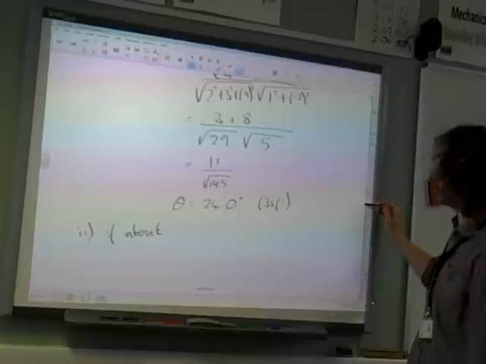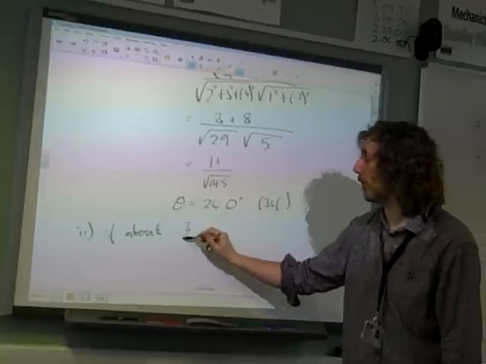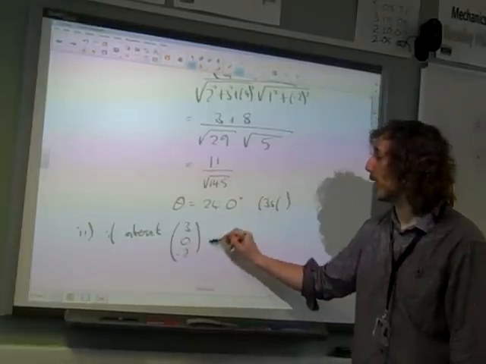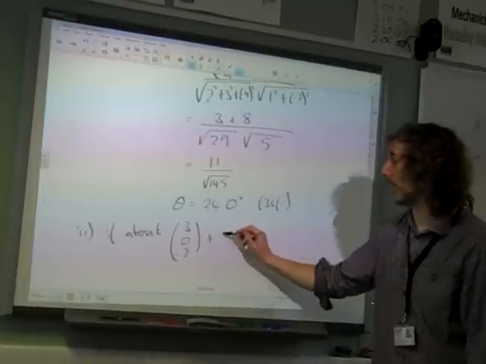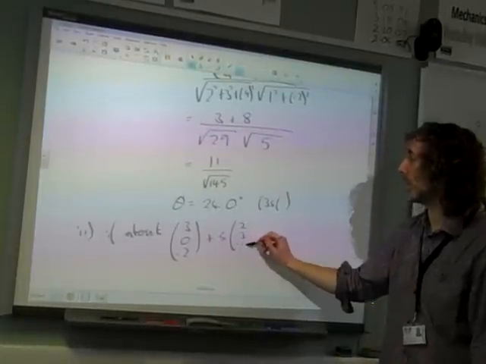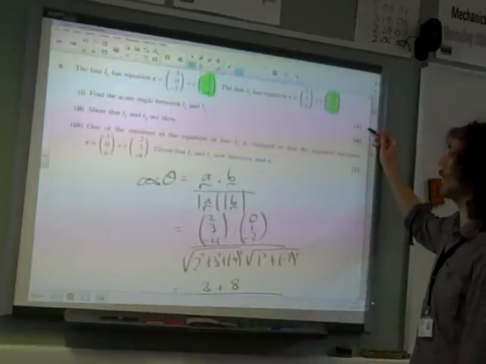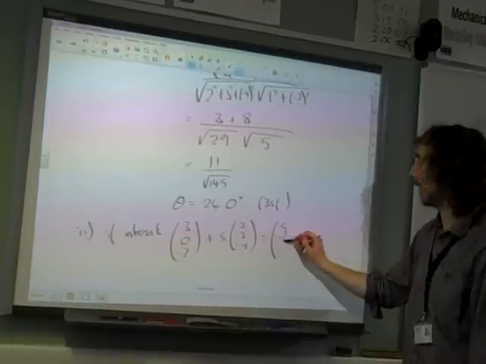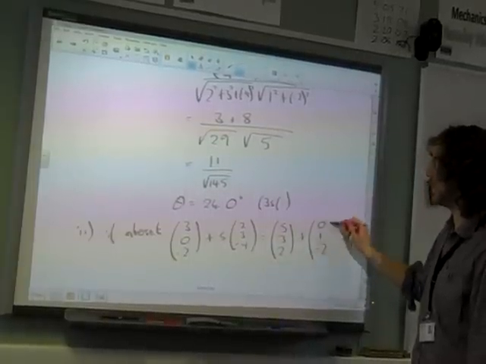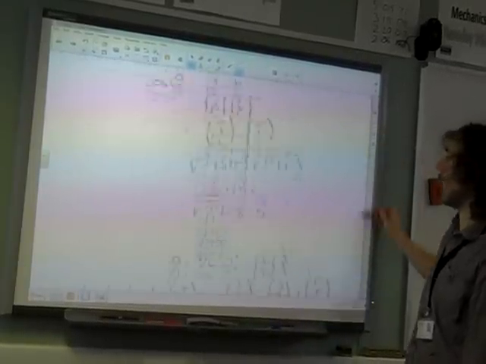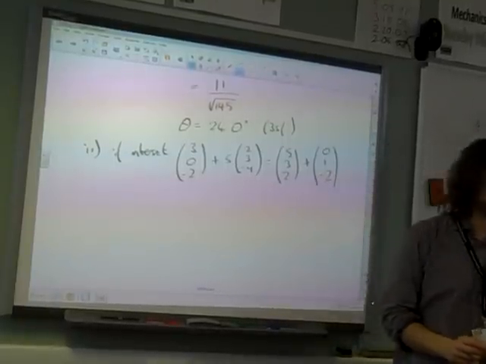Let's think about what would happen if they intersect. It would be true that (3, 0, minus 2) plus s times (2, 3, minus 4) would be equal to (5, 3, 2) plus t times (0, 1, minus 2). Have I copied that right? Yeah. Right, and then we compare coefficients to set up our 3 equations.